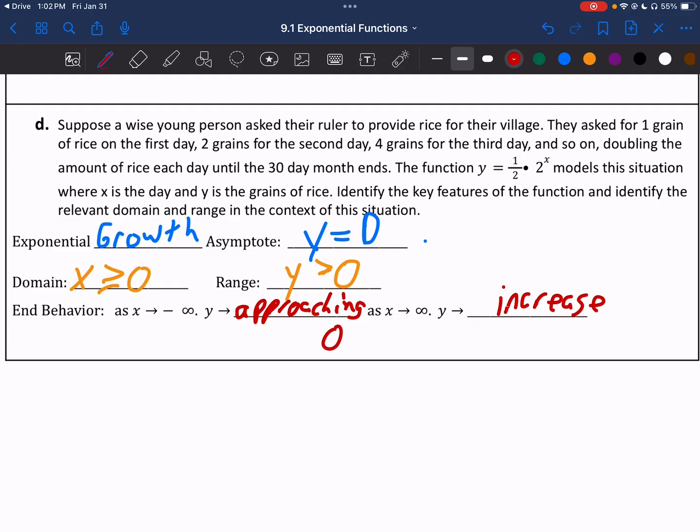So let's just type this in, 0.5 times 2 to the 30th power. And that would give us, let's see, we're just going to write this in for fun: 5, 3, 6, 8, 7, 0, 9, 1, 2. So as I break that out, if you were to double the grains of rice every single day, starting with 1 grain on day 1, on day 30 you would receive 536,870,912 grains of rice.